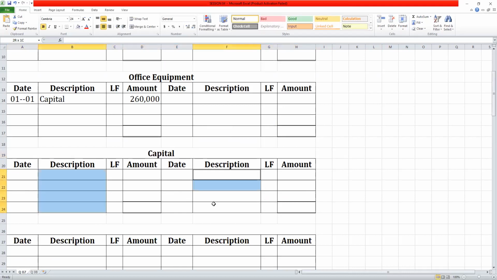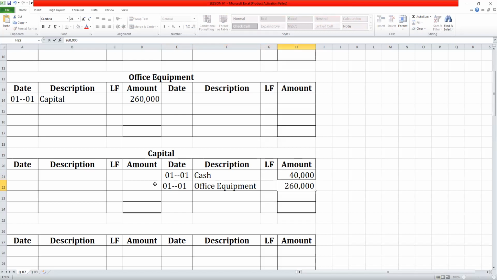It is the capital account. We have to credit the capital account by these two values. Date 1st of January. Cash 40,000. Again on 1st of January, the owner has invested office equipment, 260,000. This is how you record the first transaction.